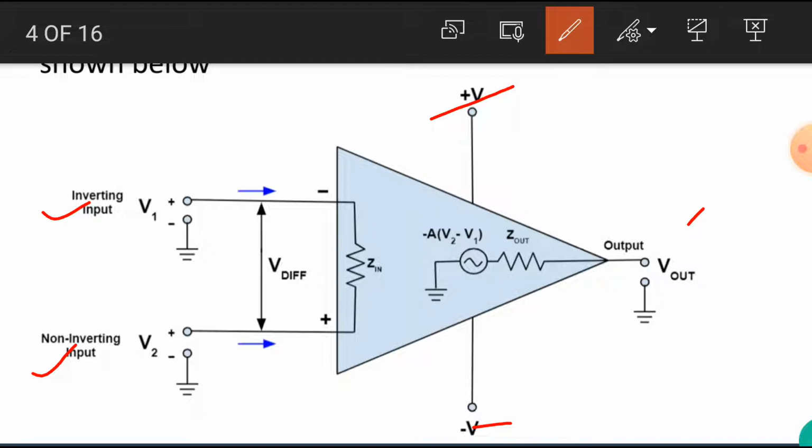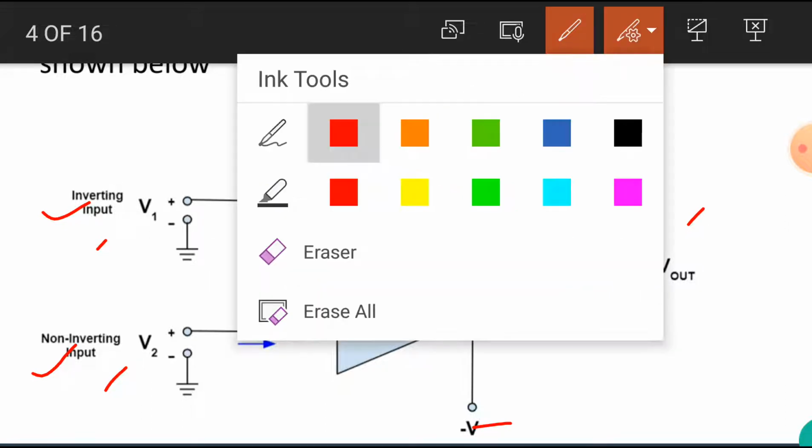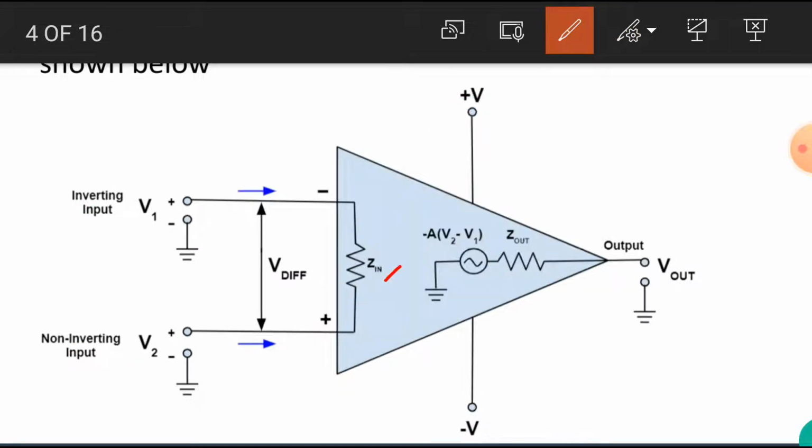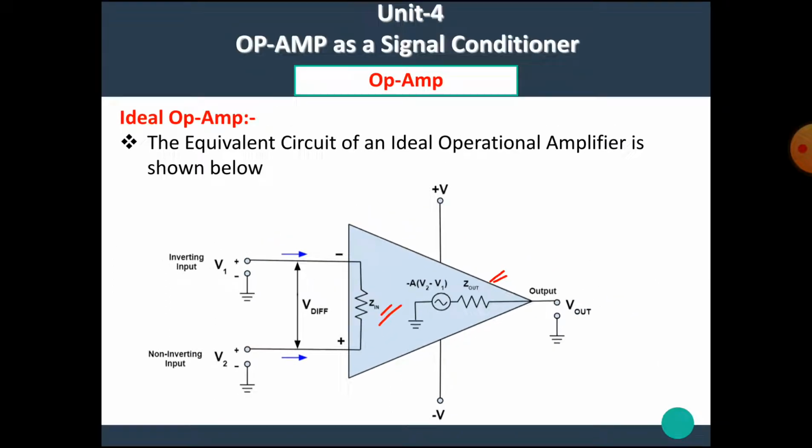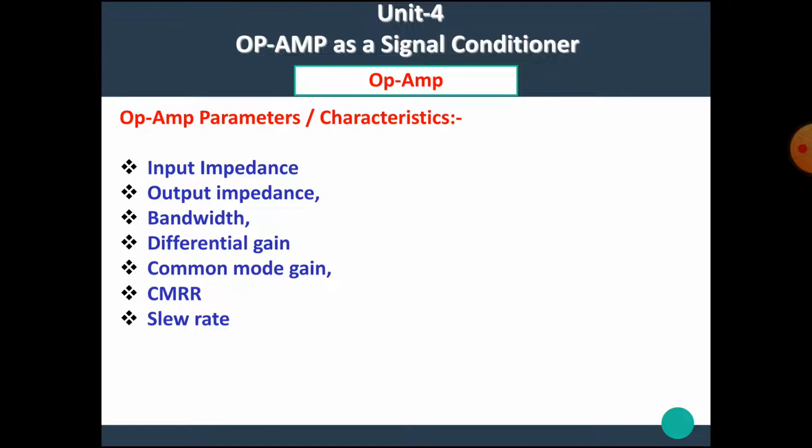If we see this diagram, then we can see here there is the Z in, that means the input resistance between the inverting and non-inverting input. Similarly, at the output there is the Z out. Here the Z in is called as the input impedance and Z out is called as the output impedance. Okay, let's see the parameters one by one.